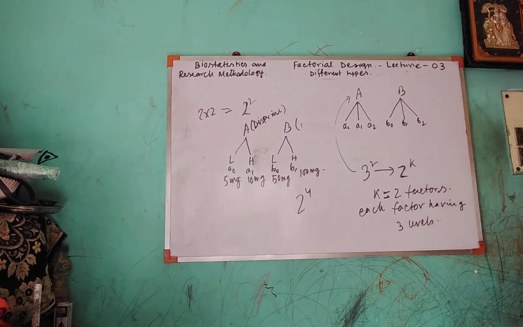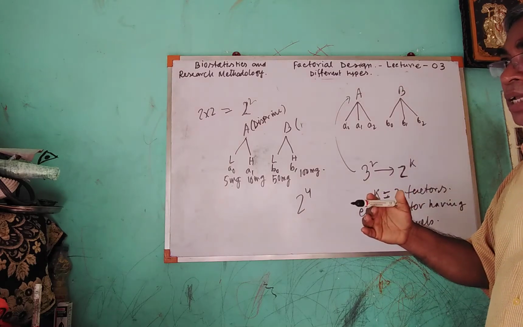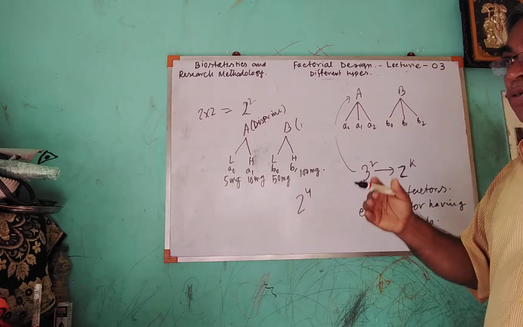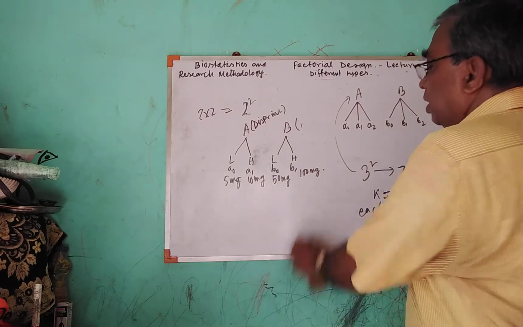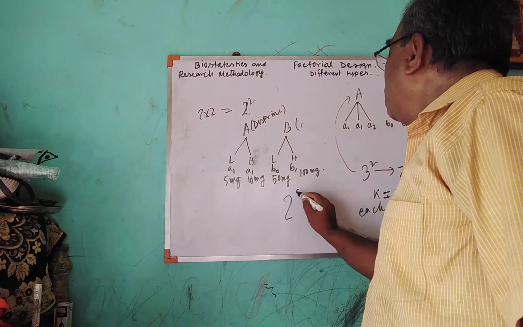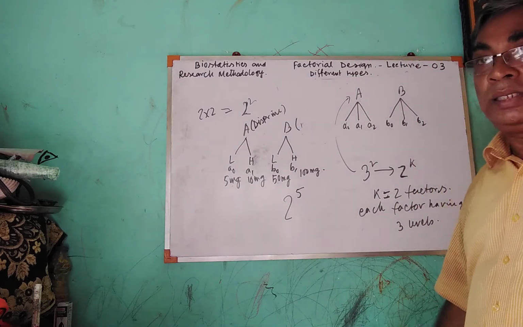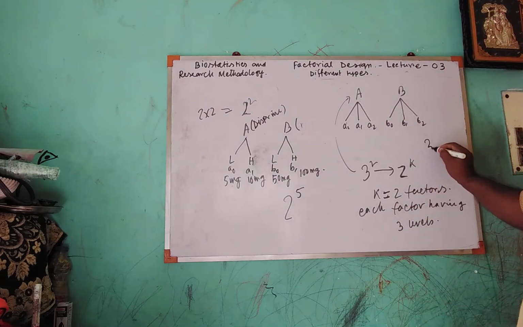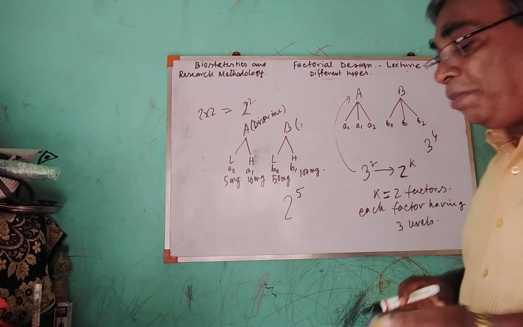So by this way we can define 3 square factorial design. Similarly 2 square, 2 to the power 4, 2 to the power 5 factorial design. That means there are 5 factors, each factor having 2 levels. 3 to the power 4 factorial design means there are 4 factors, each factor having 3 levels. These are the different types of factorial design.